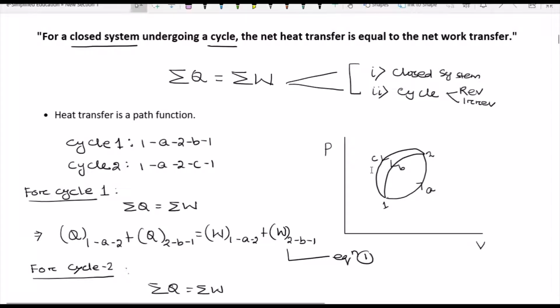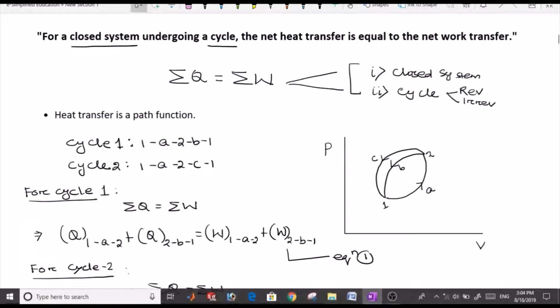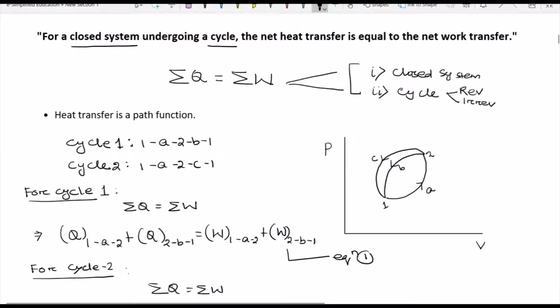To illustrate that, I am taking one diagram. There is a pressure and volume diagram. Suppose this is the 1A2 process, the first process in the forward direction, and a backward direction process is 2B1, another backward direction process is 2C1. So these are different paths, right? If I am telling heat is a path function, then heat for the path 2B1 will not be equal to 2C1. If I can prove this, that means it is a path function.